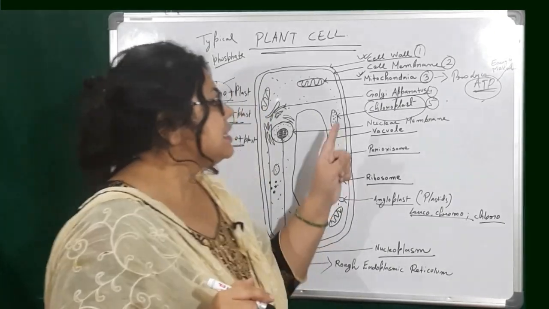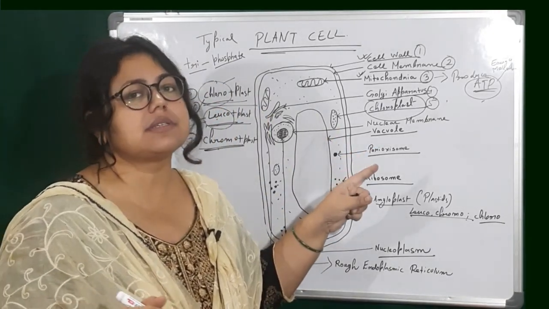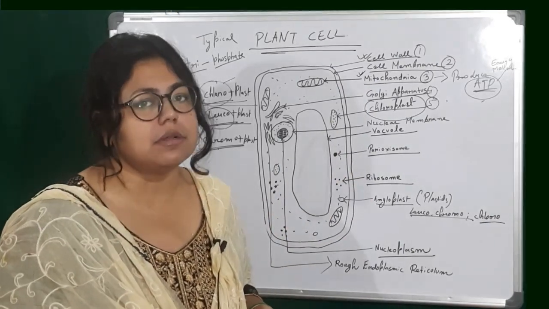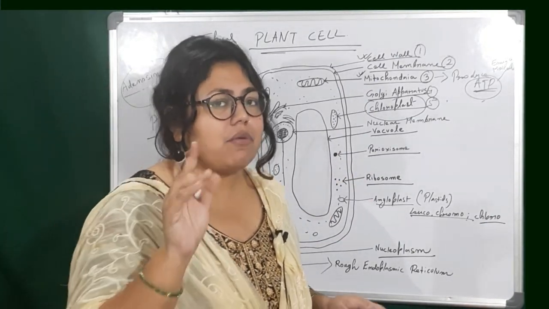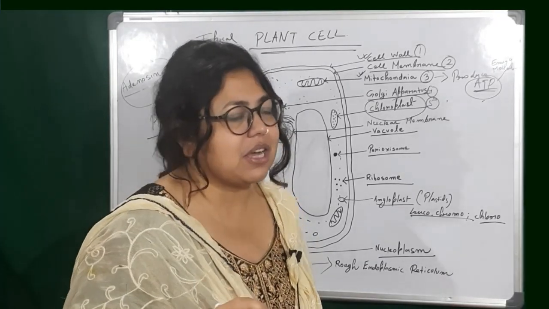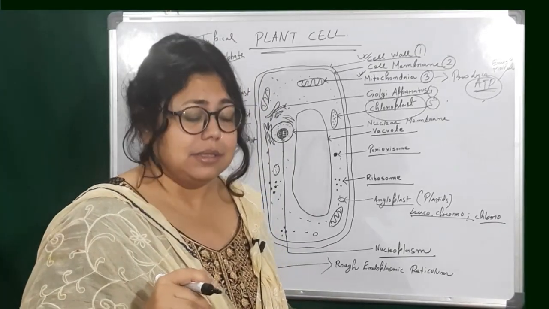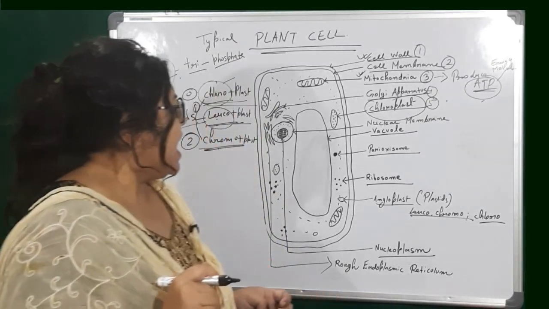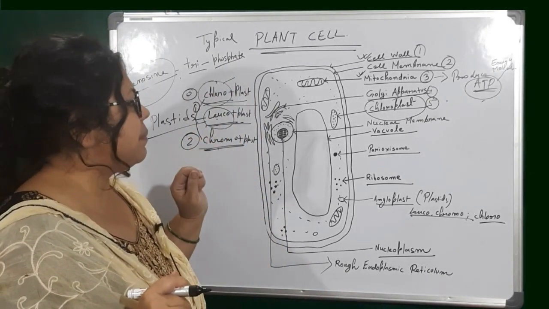Another thing, these plastids are substances which are not present in animals. Can you tell me why? I want to know the answer in the comment box. If you like it, you will answer me in the comment box. Later on I will give you the answer also. Clear? So this one is the plastid part.